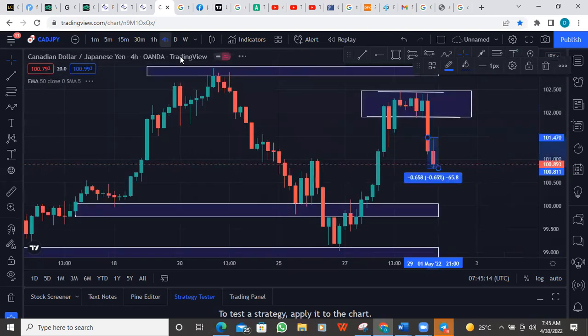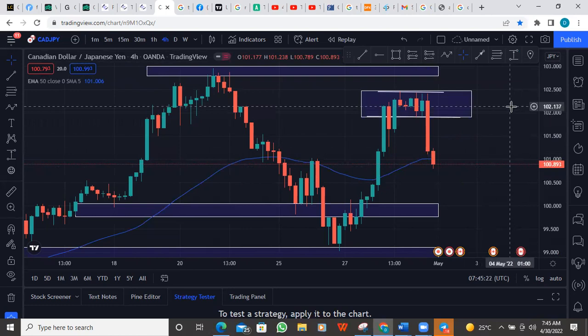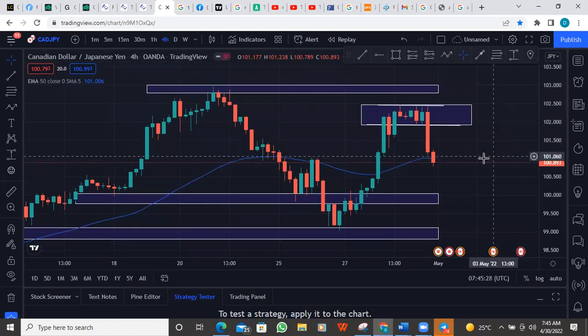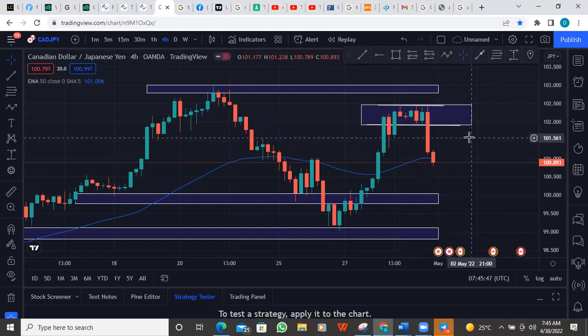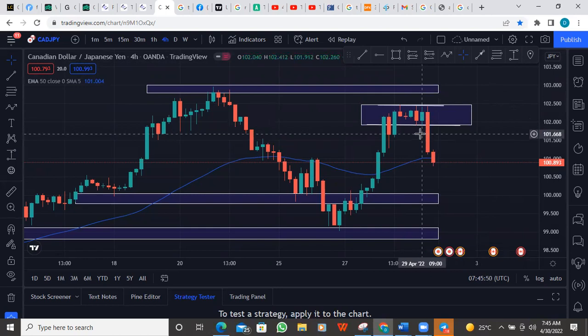All right, so this is just how I was able to get the setup on the CAD JPY. All right, now it is also very important that you need to know the times that you take some trades. Okay, every currency pair has its times that you trade. All right, and just as you can see, this move happened around 1 p.m., even though I got the setup around 8 a.m., when it was consolidating.